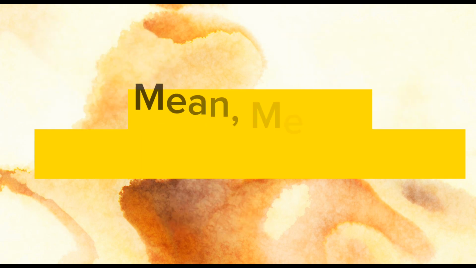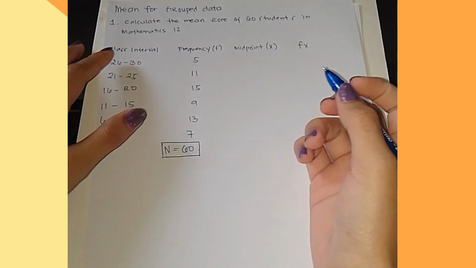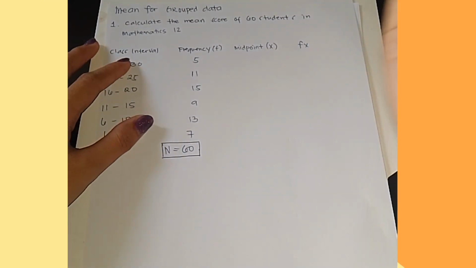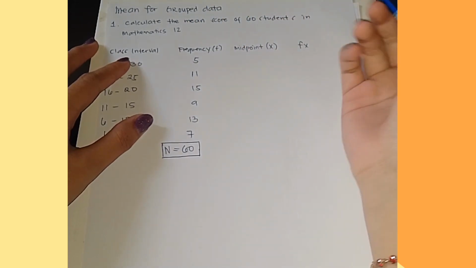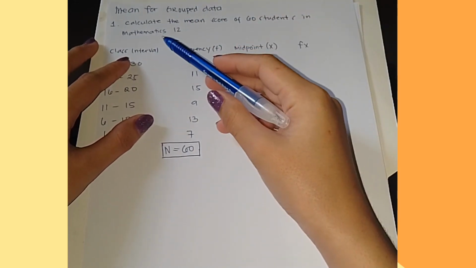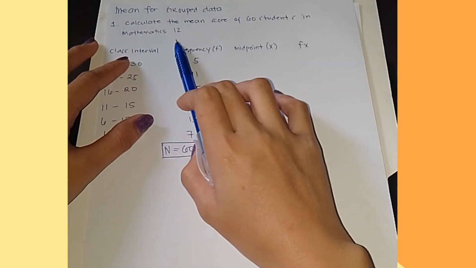And today we're going to get the mean, median, and mode of grouped data. So now we need to find the mean for grouped data. The first problem here is to calculate the mean score of 60 students in Mathematics 12.